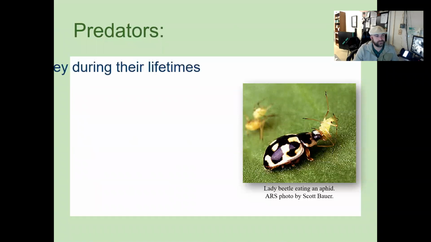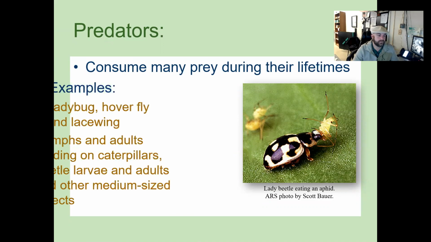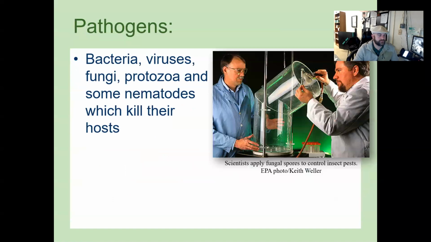So predators consume many during their lifetime. An example here would be ladybug, hoverfly, and lacewing, nymphs and adults feeding on caterpillars, beetle larvae, and adults and other medium-sized insects. If you take a look at the picture down here on the right, you see a lady beetle eating an aphid. Then pathogens: bacteria, viruses, fungi, protozoa, and some nematodes which kill their host.